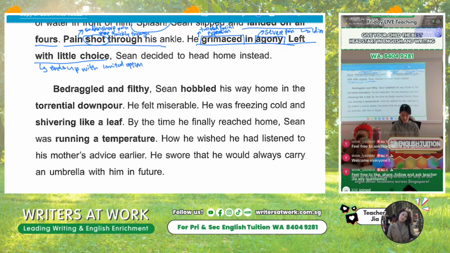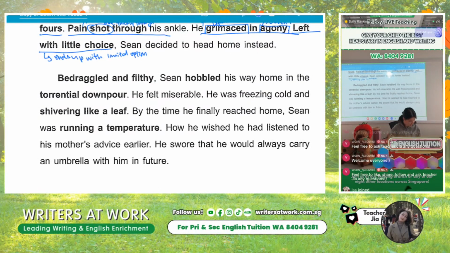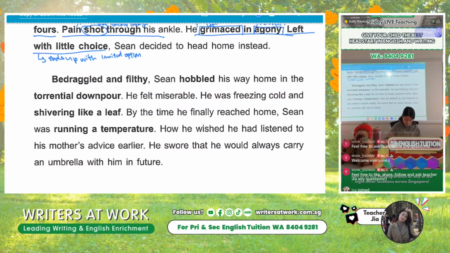Bedraggled and filthy, okay? Sean hobbled his way home in the torrential downpour. He felt miserable. He was freezing cold and shivering like a leaf. By the time he reached home, Sean was running a temperature. How he wished he had listened to his mother's advice earlier. He swore that he would always carry an umbrella with him in future, okay? Now, with this, you are ending the story. We have gone through introductions and endings.